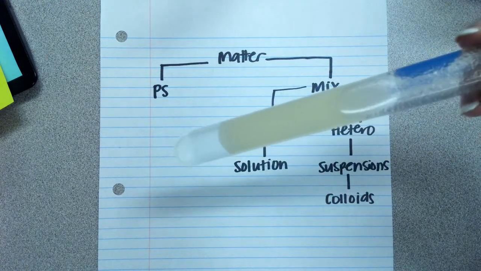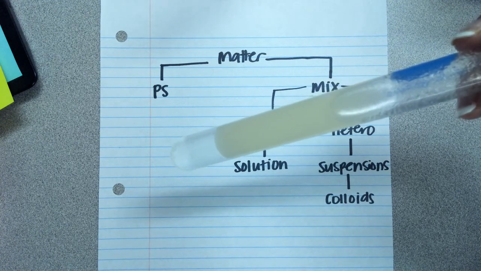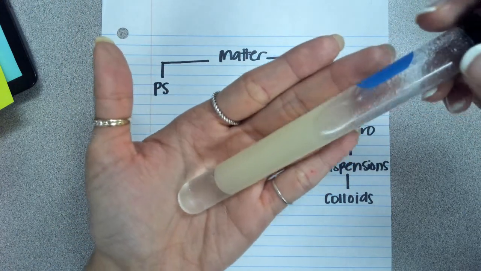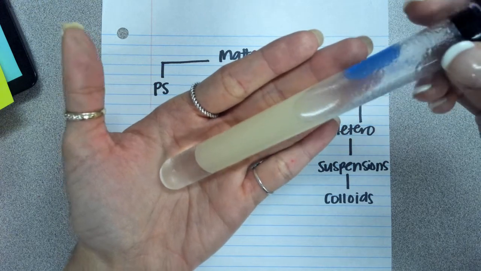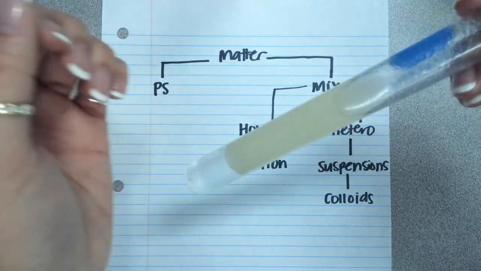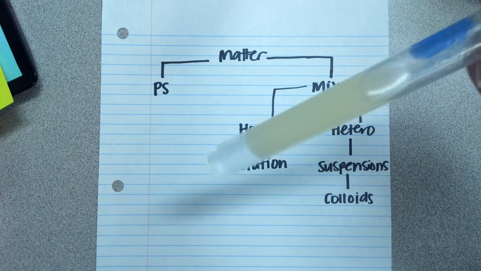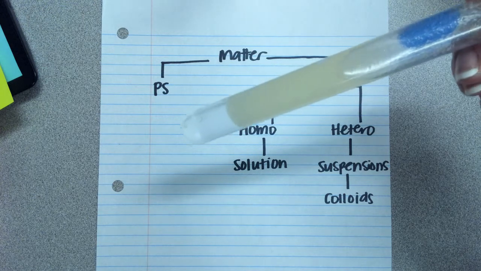And so with these, you can actually see the different particles. You can see them with the naked eye. And so, again, with suspensions, the main thing we want to understand is that when mixed, they are cloudy. But as we let it sit out for a while, they will separate, and it will settle out, and you will be able to see the distinct layers of the different parts within that mixture.